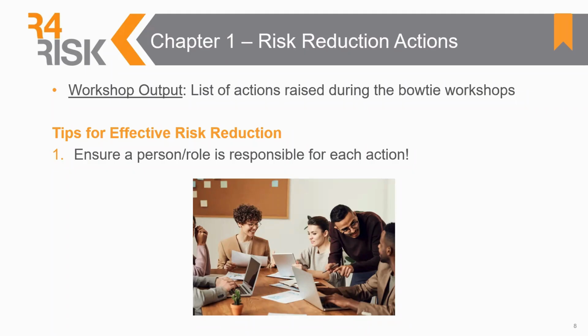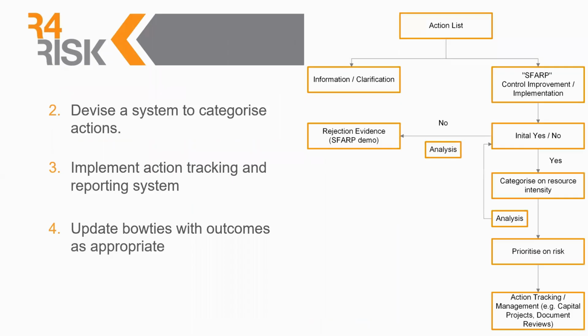So, how do we do this? First, you need to be able to compile the action list so you know what you're doing. This can be hard in some cases depending on the software you're using. Then you need to assign responsibility to a person or role to get the action analysed or completed. If no one is responsible, nothing will get done, and of course, nothing will change.